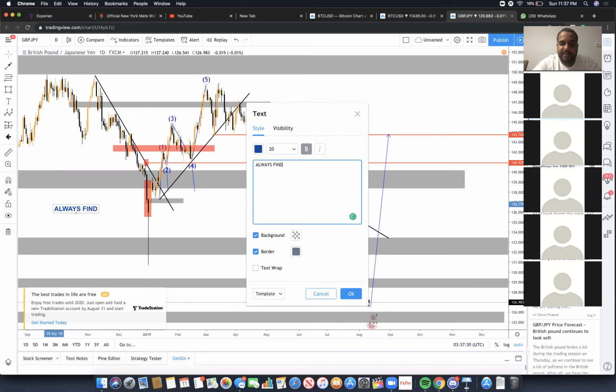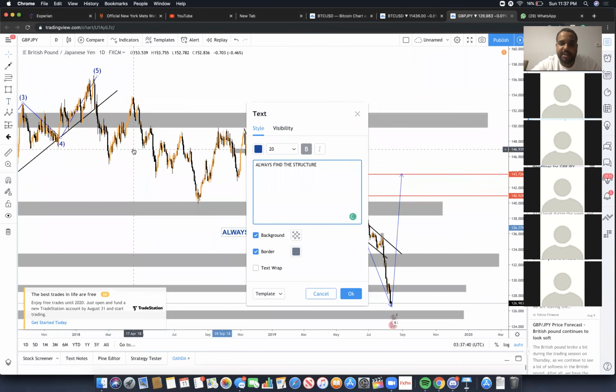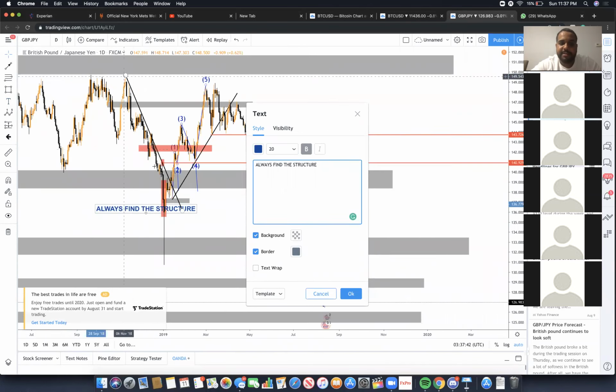Always find the structure. What I mean by that is, if the market is going up, find what happened in the previous trend, and if it is in this trend, look at prior to that. But overall, find the structure. Second, identify your zones. And once you identify your zones and your structure, now we know what?